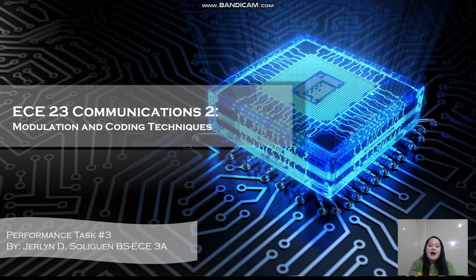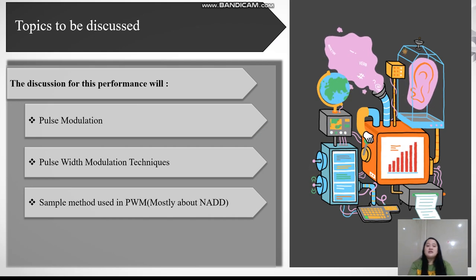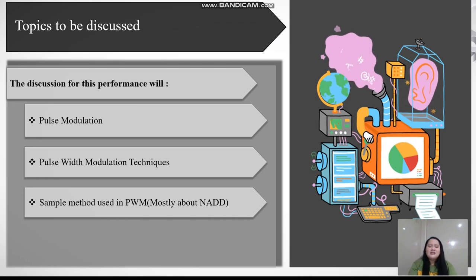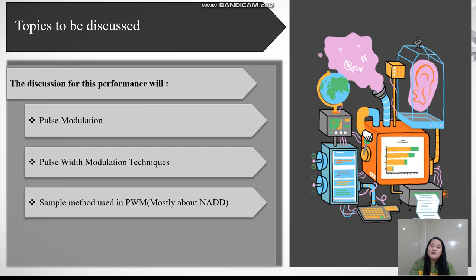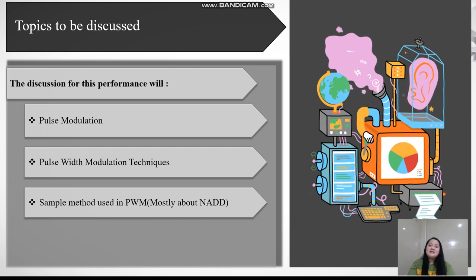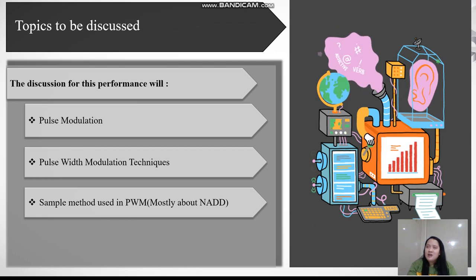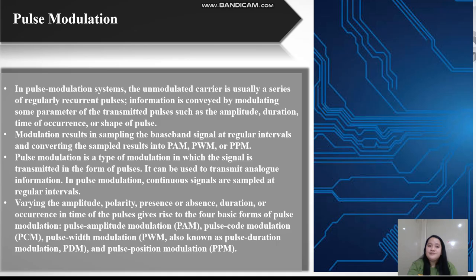So for today, I'm going to perform to you my performance task 3 in ECE 23 Communications 2. So what are the topics to be discussed? The topics to be discussed first is the pulse modulation, second is the pulse width modulation techniques, and lastly, some pulse method used in PWM. It talks all about NADD.